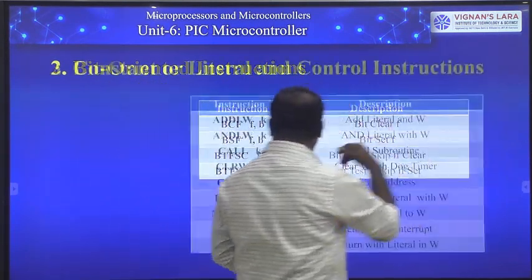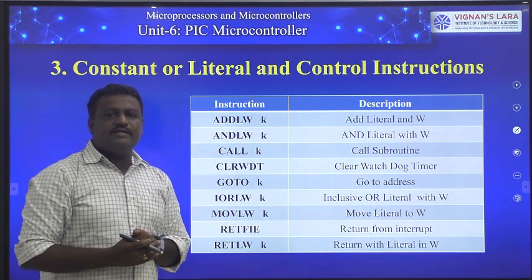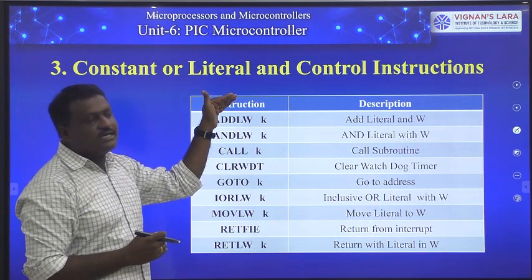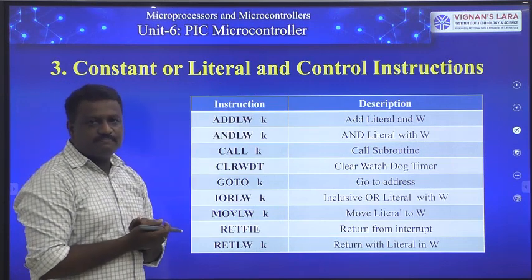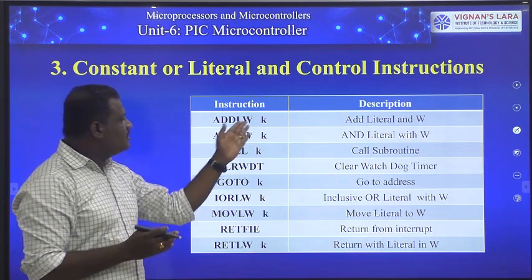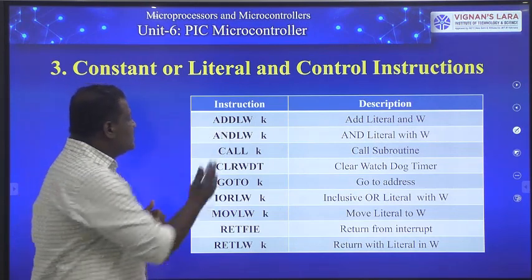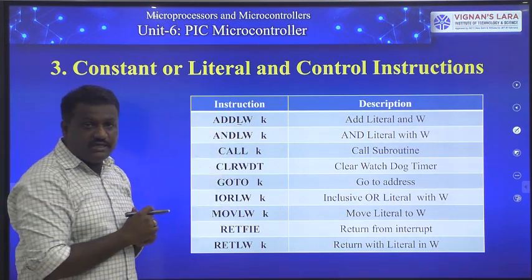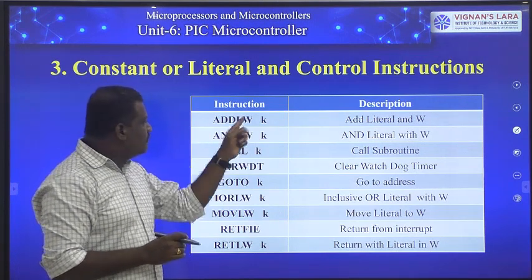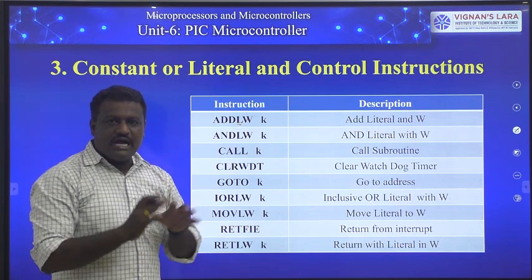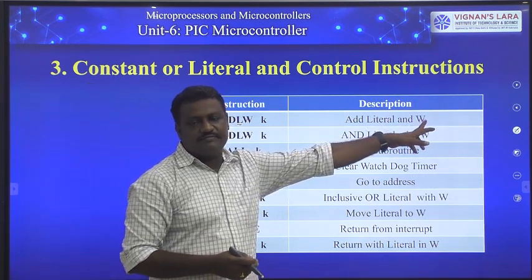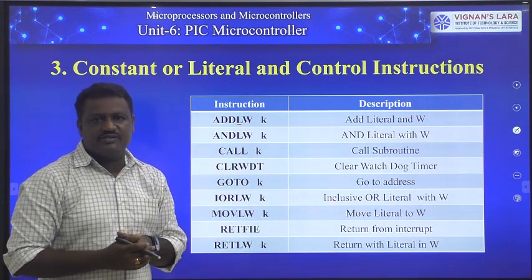So these are my bit-oriented instructions. Coming to the last, that is constant or literal and control instructions. So see here friends, ADDLW space K. That means here L represents a literal. So add a constant or literal to working register W. After completion of addition, the result is again stored in W itself. W is nothing but the working register.